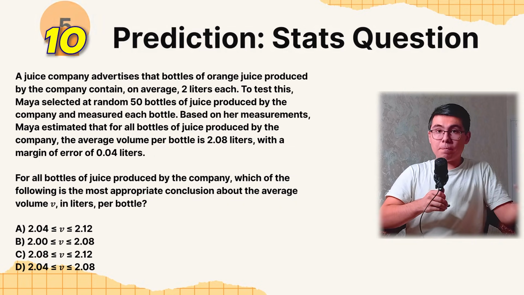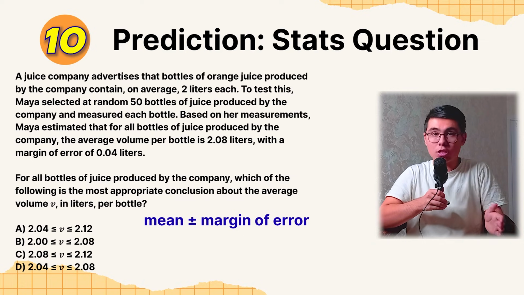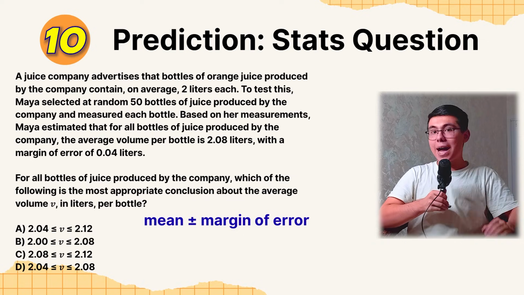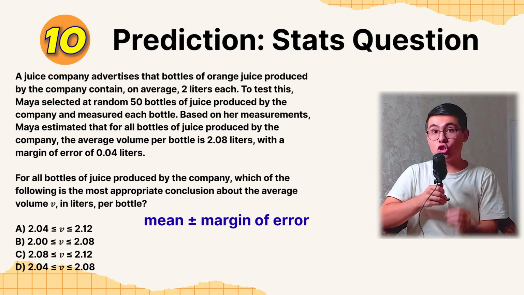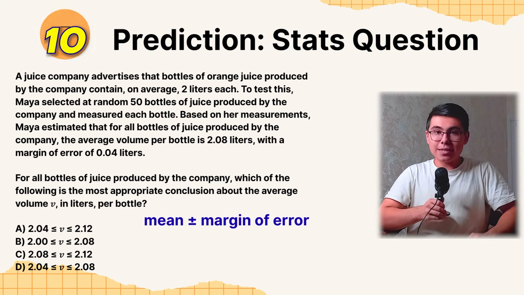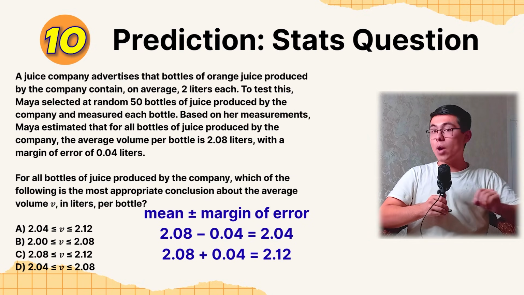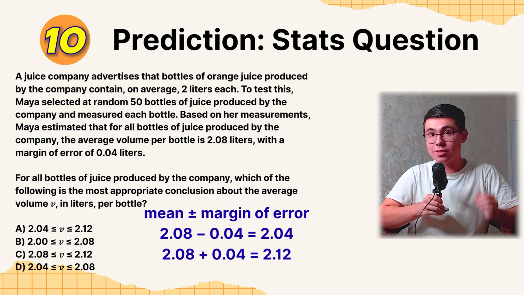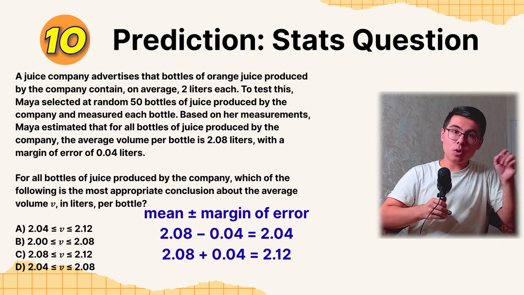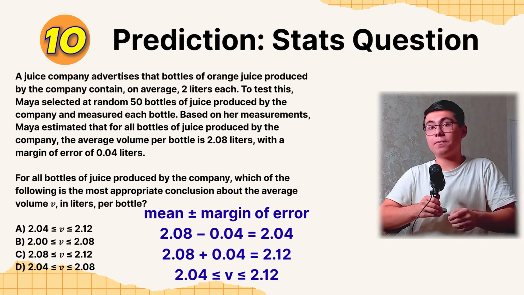So the margin of error basically means your result, 2.08, could be off a little bit in either direction. So we take the estimate plus or minus the margin of error. And that's the rule. Mean plus or minus margin of error. So 2.08 minus 0.04 equals 2.04, and 2.08 plus 0.04 equals 2.12. And that gives us 2.04 and 2.12. And that's exactly choice A.